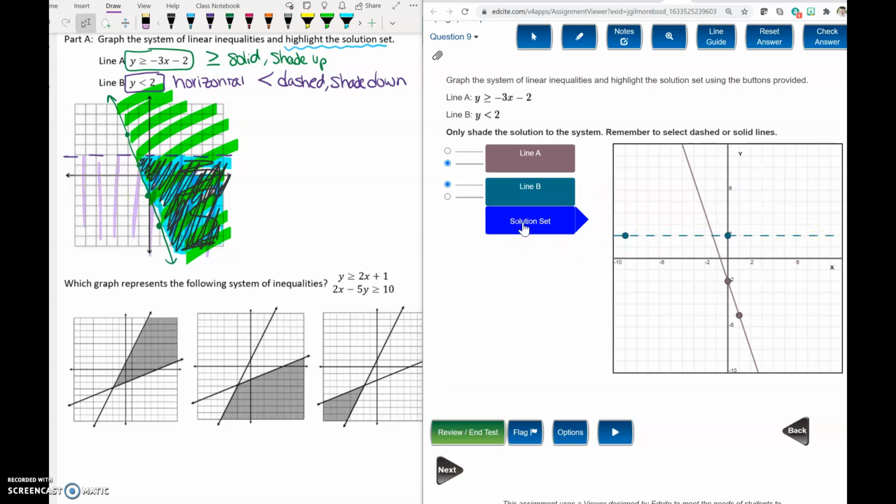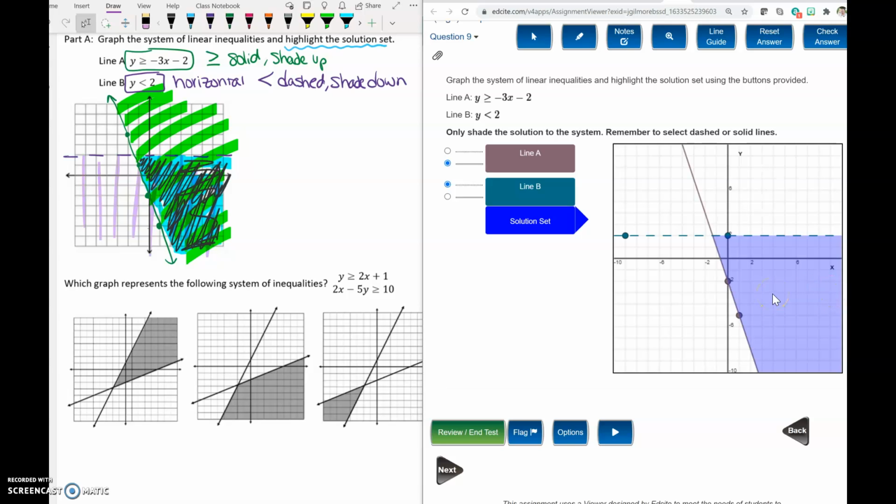Then you click Solution Set, and you can click any of these areas. This would be counted as a wrong answer because you only want to shade the final solution. So you click only in this right bottom area. That is the final solution for the system.